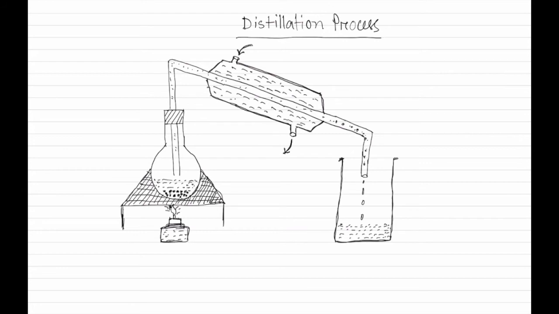Now I am trying to label all the parts of this experiment. This experiment is generally known as the distillation process, or you can say the evaporation process or condensation process, whatever you want. I just write the name of the figure: distillation process. Now I am trying to label the different parts of the experiment.